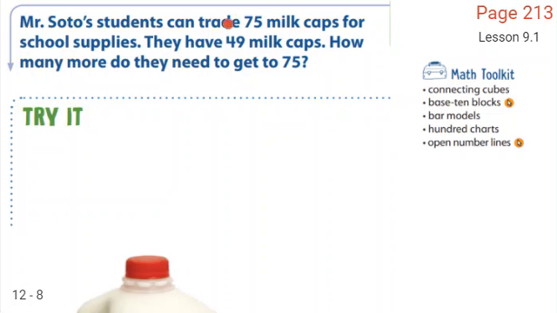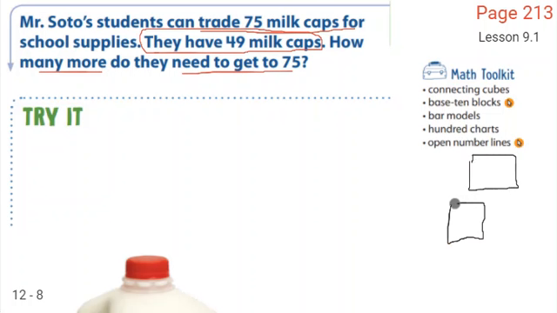Mr. Soto's students can trade 75 milk caps for school supplies. Okay, so he can trade 75 milk caps for school supplies. They have 49 milk caps. Okay, how many more do they need to get to 75? Need to get to 75. I'm just underlining that. So the whole here, and again, if we go back and we create that number bond, so the whole we have is 75. That's what they want to get to. And let's just put that up here, 75.